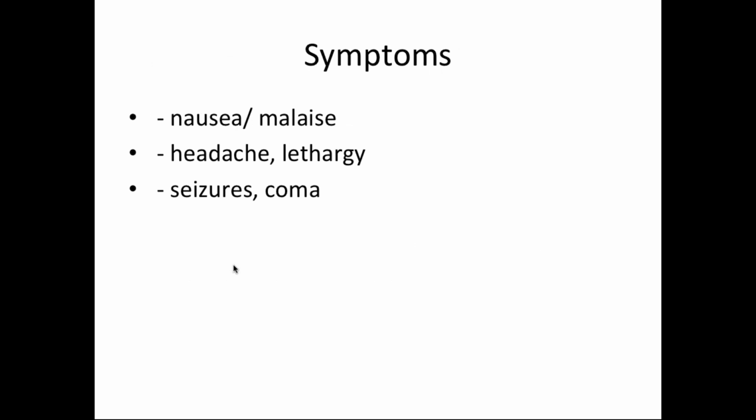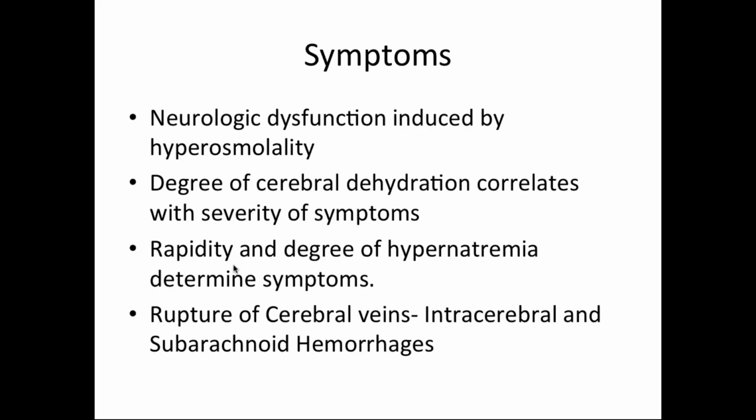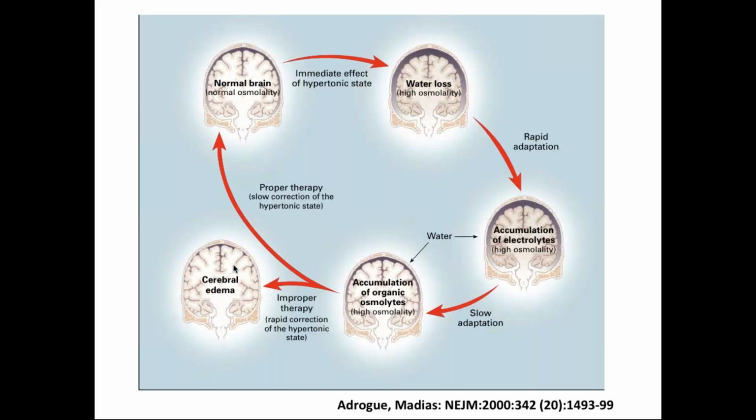So we'll switch now to symptoms of hypernatremia. The symptoms are the same as hyponatremia in that you can have nausea, malaise, headache, lethargy, seizures, and coma. And just like hyponatremia, the dysfunction is due to hyperosmolarity and it is related to cerebral dehydration. The rapidity and degree of hypernatremia is going to determine symptoms. And severe hypernatremia and shrinkage of the brain can lead to intracerebral and subarachnoid hemorrhages.